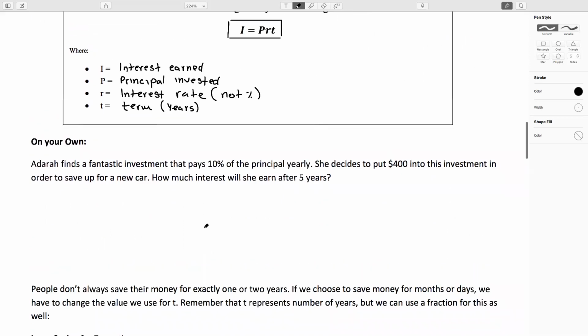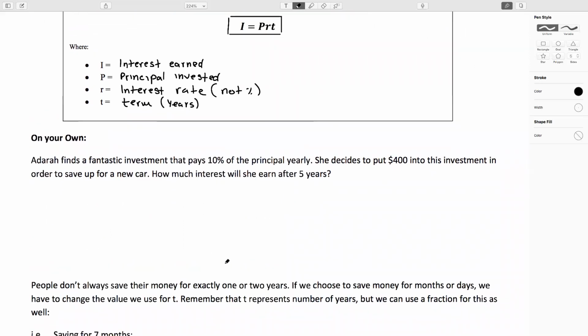So let's put this to the test. Let's try a question. Dora finds a fantastic investment that pays 10% of the principal yearly. And now that's quite a lot. Don't expect that you're going to get 10% right off the bat. She decides to put $400 into this investment in order to save up for a new car. How much interest will she earn after 5 years?